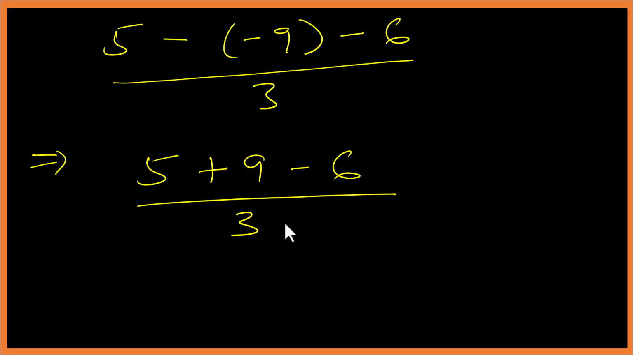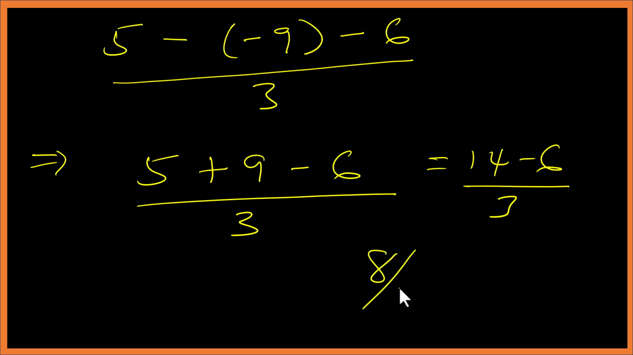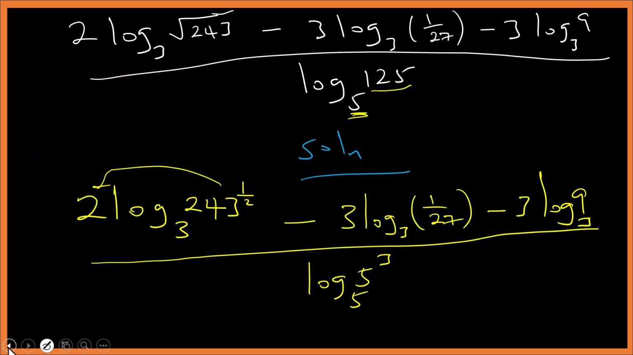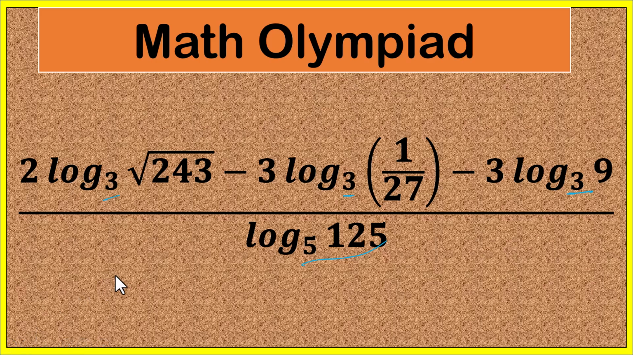All right, so let's put them together. We have 14 minus 6 on 3, so that will be 8 on 3. All right, so that's the answer. So we have 8 on 3.